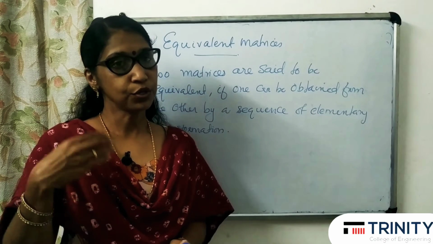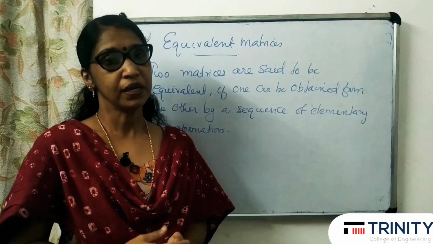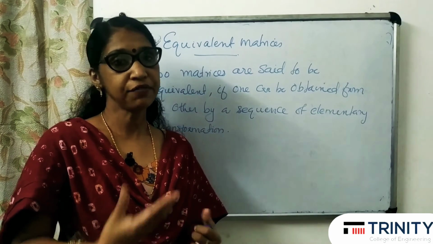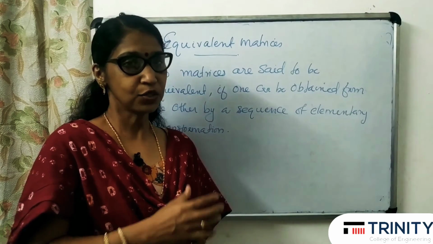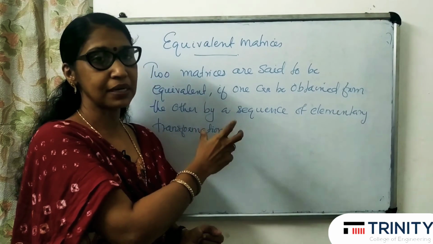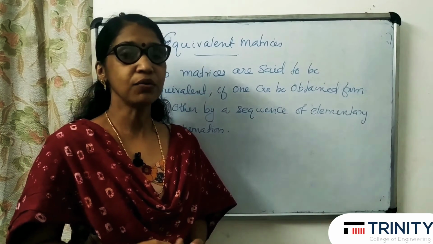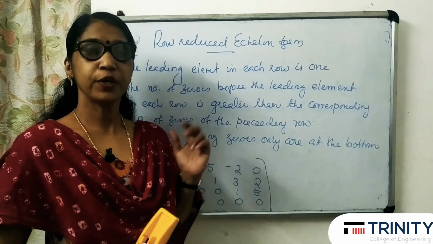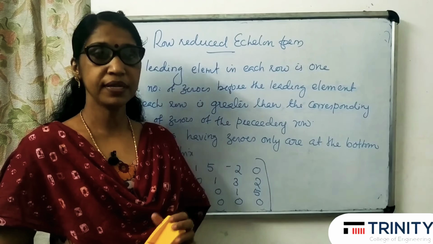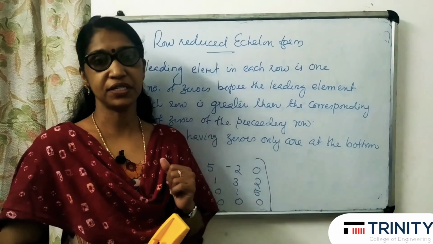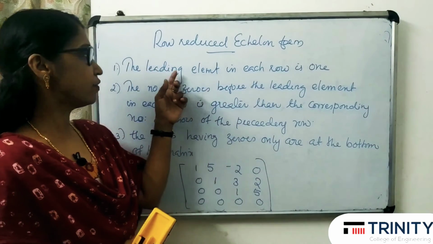Now I am going to another method, that is the row reduced echelon form. After that I will give the definition of the rank of a matrix. Here I am saying equivalent matrices are of the same rank; keep that in mind. Now the next definition, the row reduced echelon form. A matrix is said to be in row reduced echelon form if it satisfies the following conditions.